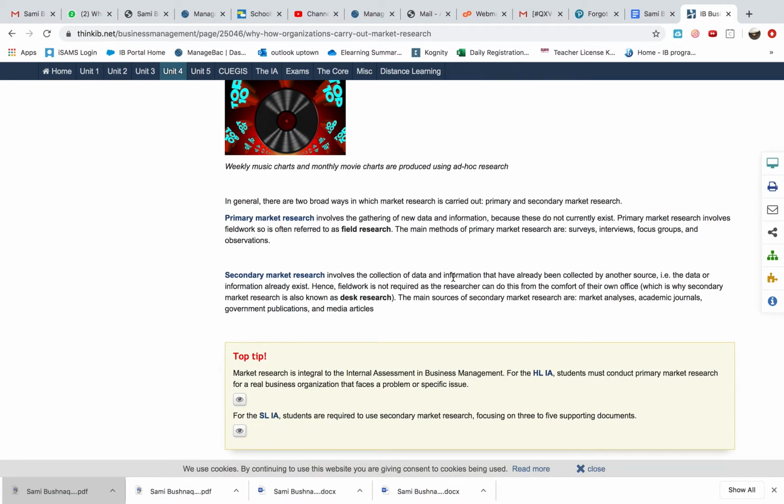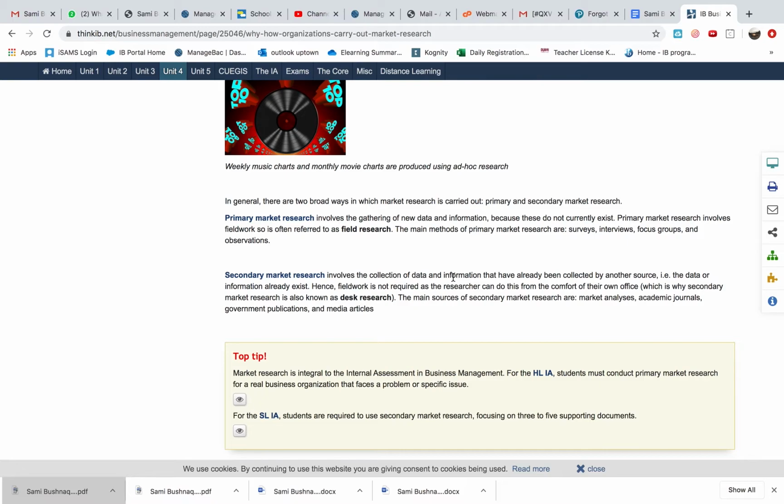In general, there are two broad ways in which market research is carried out: primary and secondary research. Primary market research is when you gather new information because it doesn't exist. So primary research involves field work, where you have to go out there and do field research. The main methods of primary research are things like surveys, interviews, focus groups, and observations.